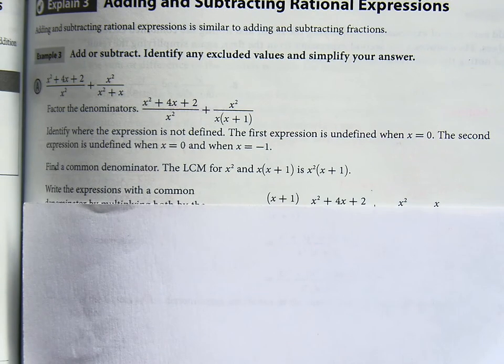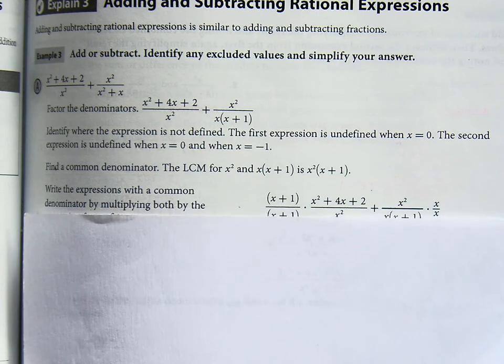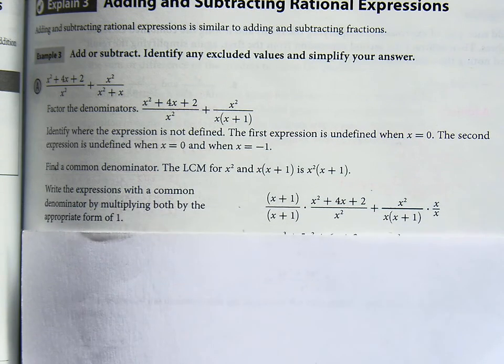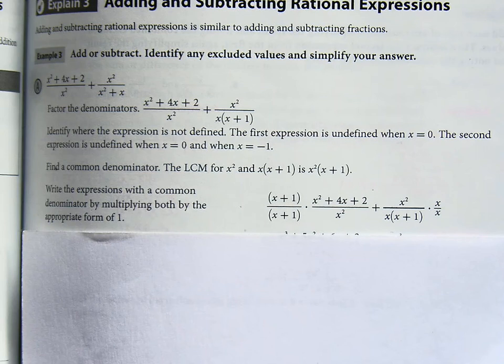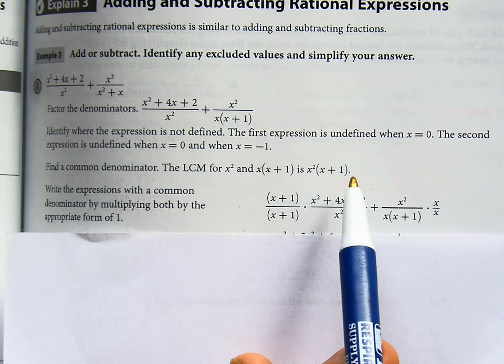Now this is where it starts moving on to the next step of being able to actually add and subtract these fractions. You are going to write the expression with a common denominator by multiplying both by the appropriate form of 1. And so when they say the appropriate form of 1, that can be known as your unit fractions or common factors or a fraction equal to 1. Those all mean the same thing. So this is our goal of what we want it to equal.